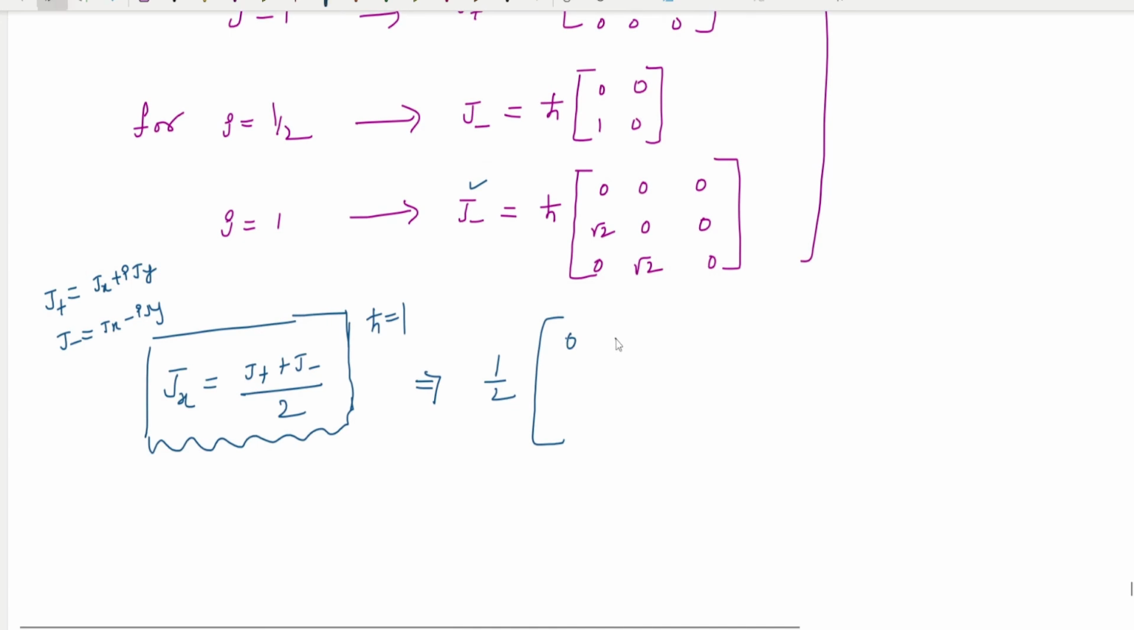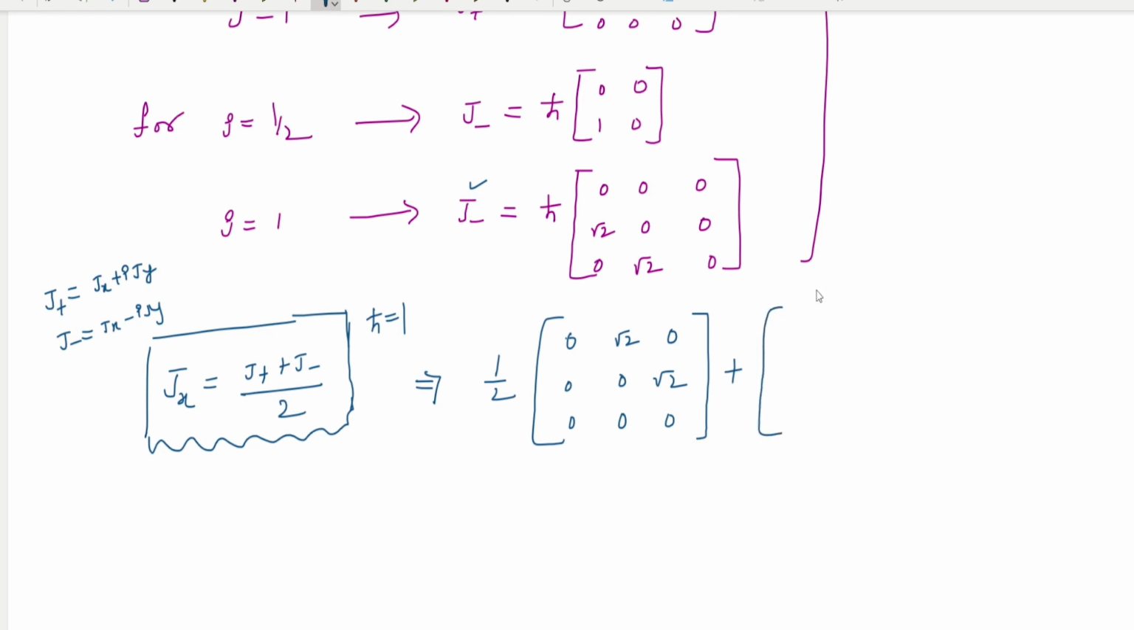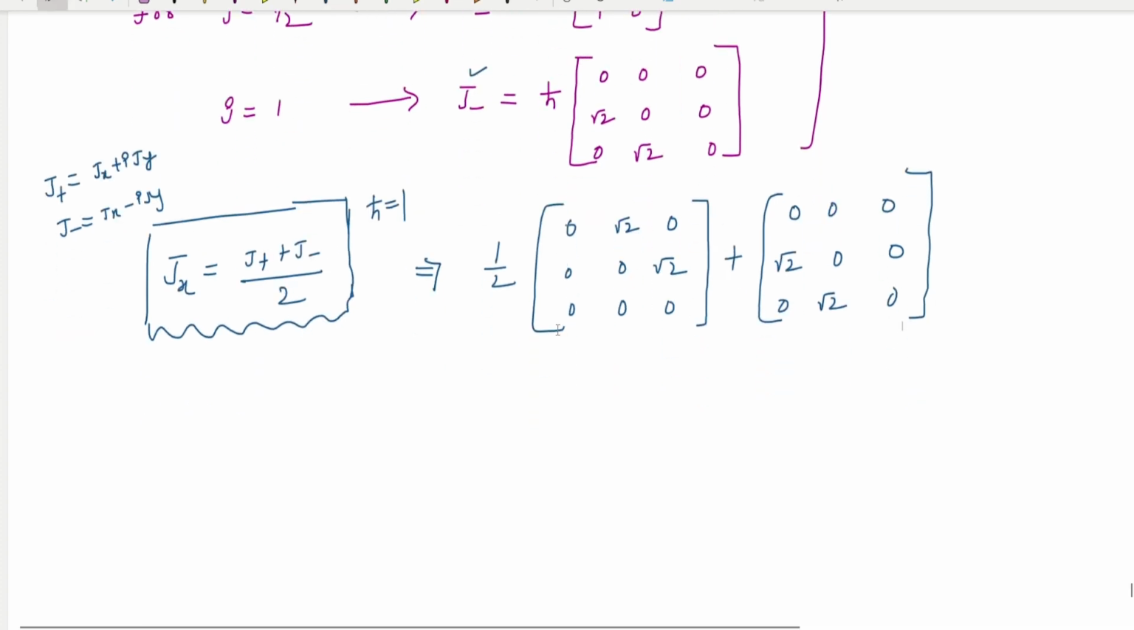0, root 2, 0; 0, 0, root 2; 0, 0, 0. Plus 0, 0, 0; root 2, 0, 0; 0, root 2, 0. So this is the answer.